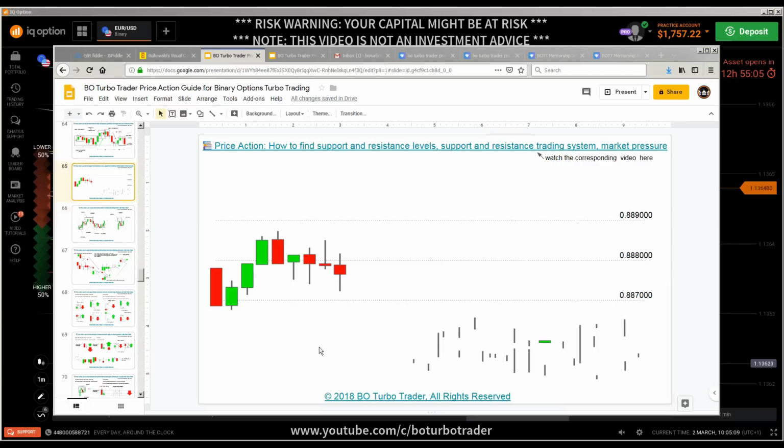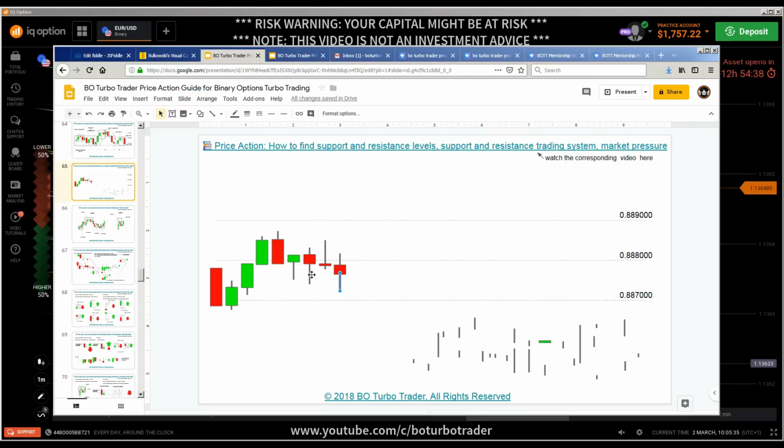This spinning top was really strange in this case, yes, because I expected something much more convincing, yes, and so I didn't enter. And the next candle, yes, this next candle was then a bullish candle, yes, because we got buying pressure again, yes, and to see how the pressure is changing.